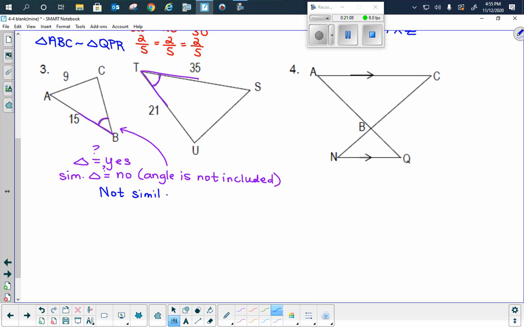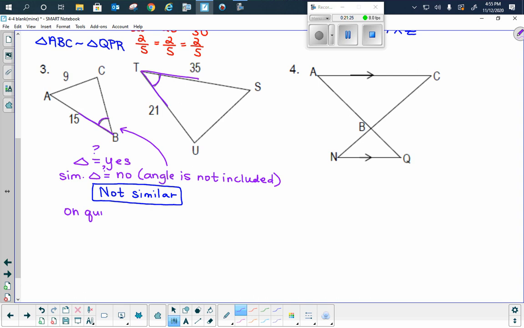Again, that's your only answer. That's what you would put for a homework or for a quiz. Don't tell me no solution or whatever else you might be thinking, or impossible. It's just not similar. So let's talk about notation like on a quiz or a test.